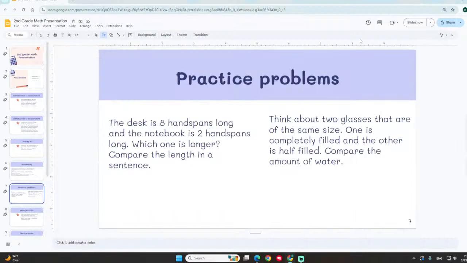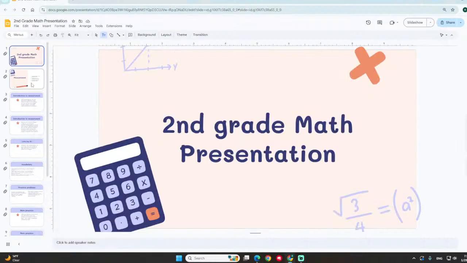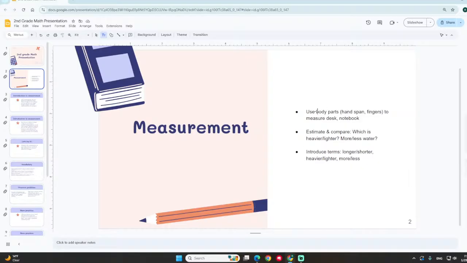Welcome to today's second grade math presentation. Today we're going to be learning about measurement. We're going to use body parts, handspans, and fingers to measure a desk and a notebook. We're also going to estimate and compare which is heavier or lighter and which has more or less water. We're also going to introduce terms like longer and shorter, heavier and lighter, more or less, and taller or shorter.